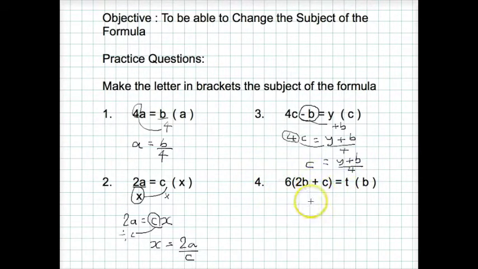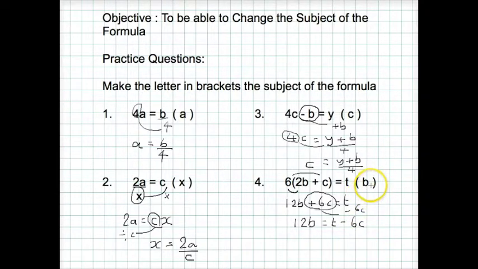And finally, question 4. This time we need to make b the subject. Well, I'm going to multiply out these brackets first. So if I do 6 times 2b, I get 12b. If I then do 6 times c, I get plus 6c, and that equals t. Now I need to move the 6c over, so I'm going to move this 6c over here and take it away. So I'm going to take away 6c. That's now going to leave me with 12b equals t minus 6c.